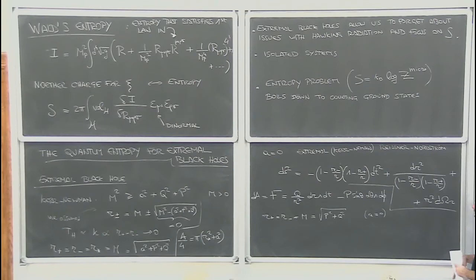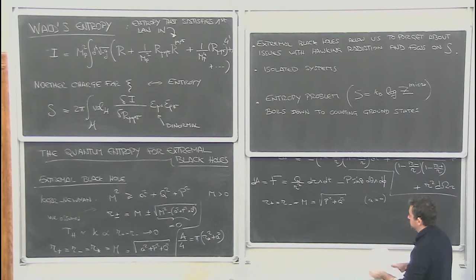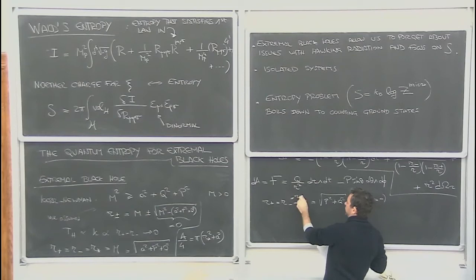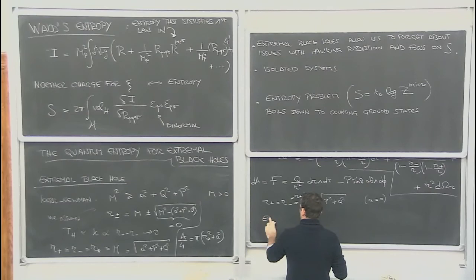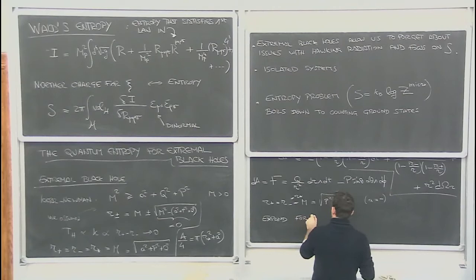We would like to see what happens, as usual, near the horizon. We always go and see what happens there. Now the inner and outer horizon are just one horizon. We need to expand around it. So R plus equal R minus, it was called R star, right? It's down there. So let's expand the metric for R equal R star times 1 plus rho.